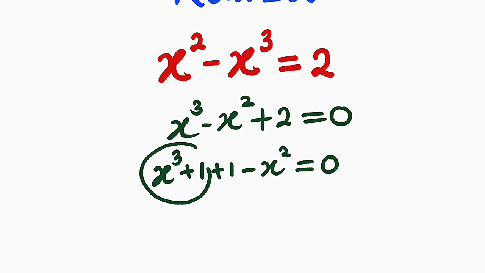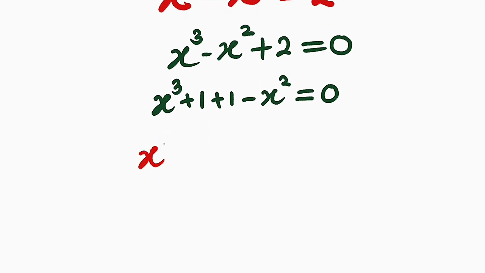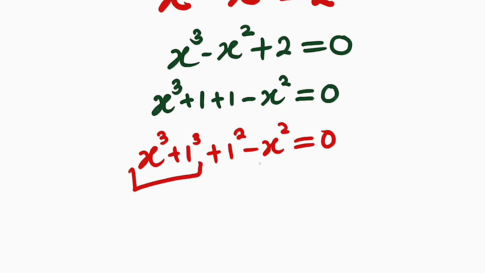So I would like to factorize this 1 and this 1 separately. And you know that 1 can be written as 1 to the power of 3. So this becomes x to the power of 3 plus 1 to the power of 3. Then plus, I can write 1 as 1 squared minus x squared. Why do I do this? We have a sum of two cubes and a difference of two squares.